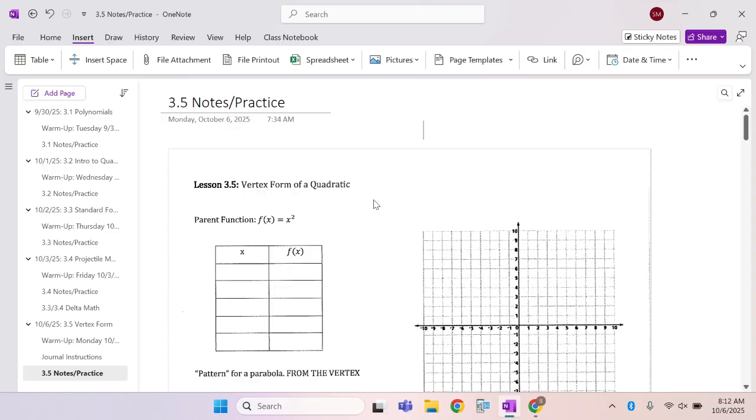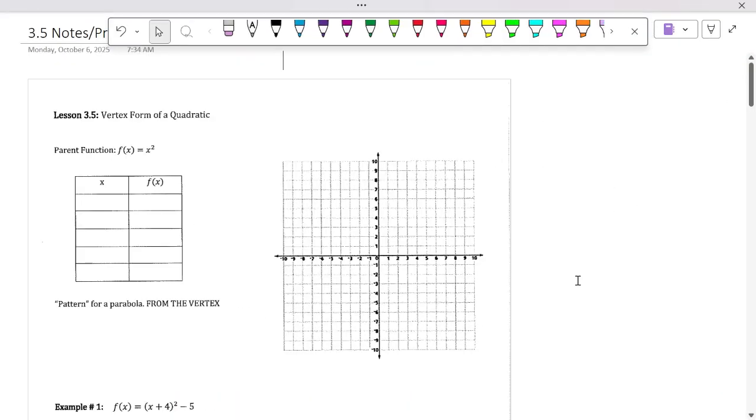All right, guys. So I'm on page 24 of your packet. Like I just mentioned a little bit earlier, today we are talking about a new form of quadratics that you haven't necessarily seen before. You may have seen it, you just didn't know what it was called.